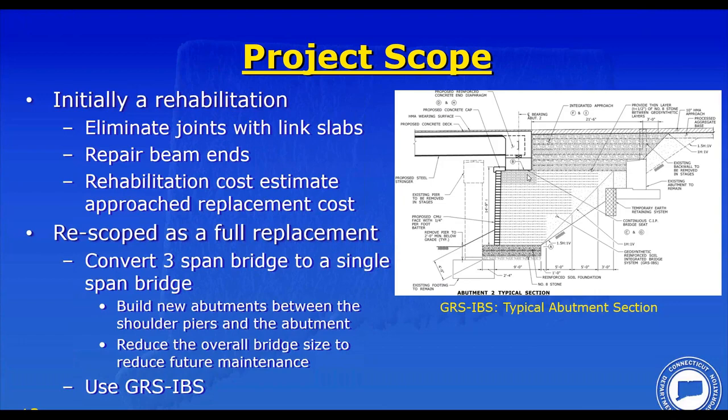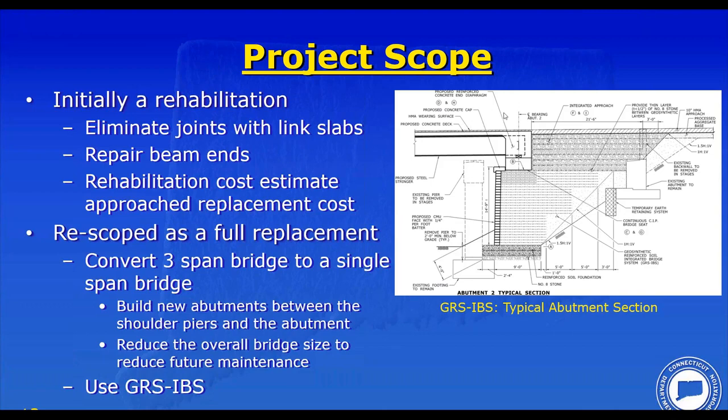So the really cool feature about this is the way they handle thermal movement, expansion and contraction. It's not like an integral abutment bridge where the bridge is pushing against the soil. In a GRS IBS bridge, the entire abutment is flexing and moving with the superstructure. So you end up with no bearings, no approach slab, no joint at the end of the bridge, and these things have been proven to be very durable and they perform really well. And the best part is they're very inexpensive to build.